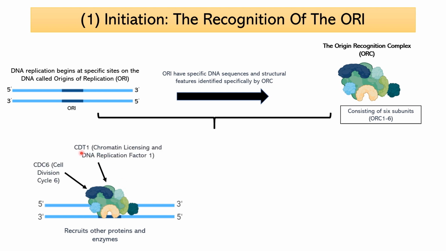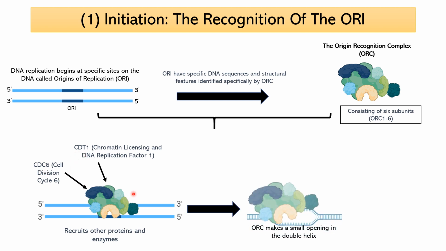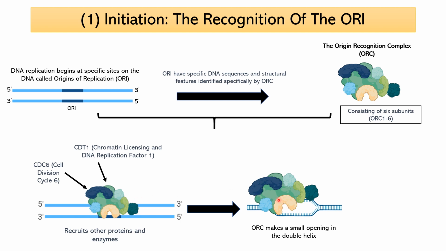And 2 of the main proteins that are recruited are CDT1 and CDC6. So the ORC complex with the recruited proteins will result in forming a small opening within the DNA double helix, or the DNA double strand. Okay, this small opening will be recognized by an enzyme called helicase.